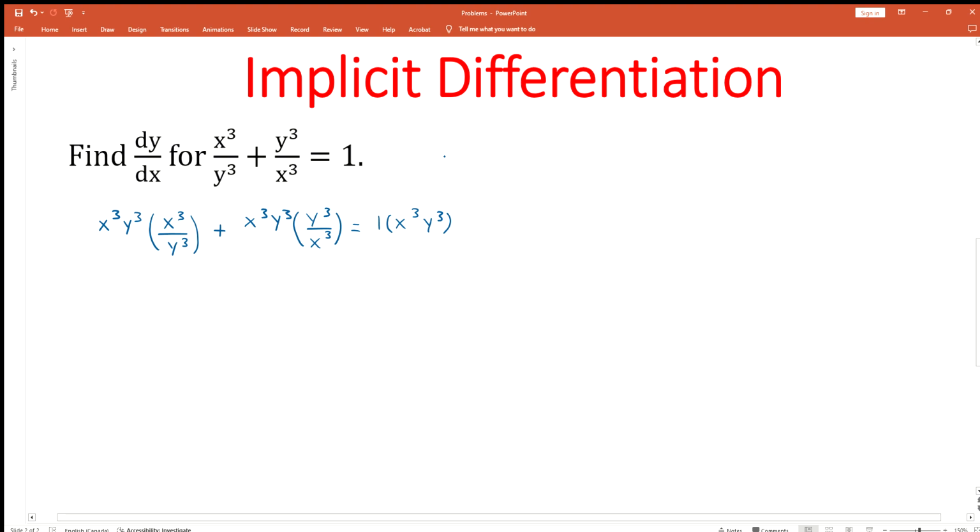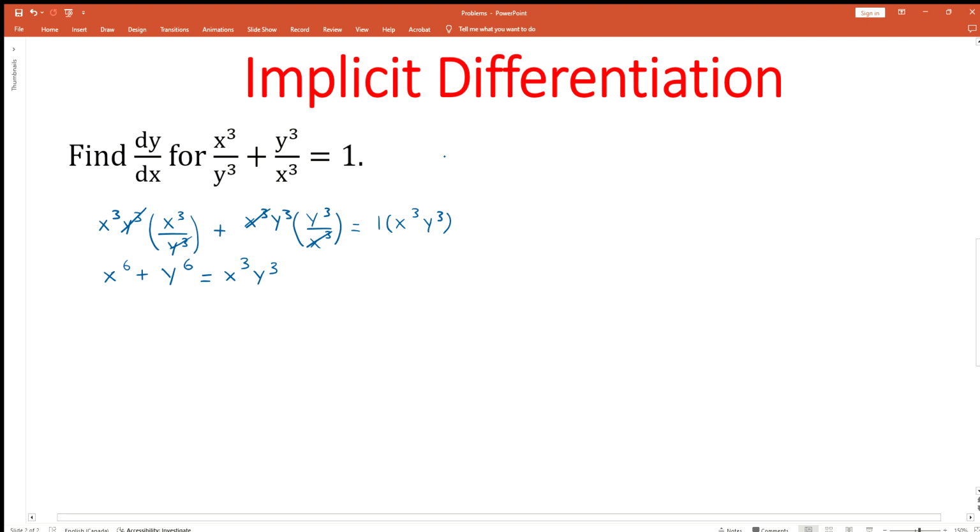Now we can simplify the terms. In the first term, we can cancel out the y cubed from the numerator and the denominator. X cubed times x cubed is equal to x to the power 6. In the second term, we can cancel out the x cubed from the numerator and denominator. Y cubed times y cubed is equal to y to the power 6. And on the right side, 1 times x cubed y cubed is equal to x cubed y cubed. This is the simplified form of this given equation.